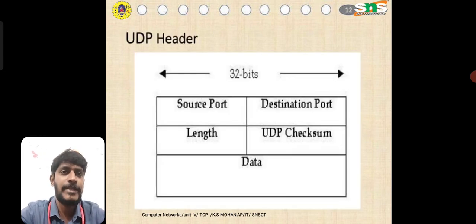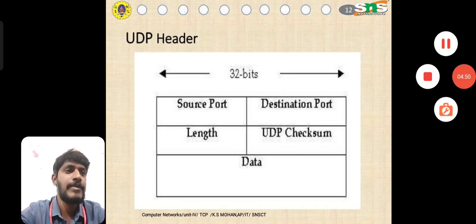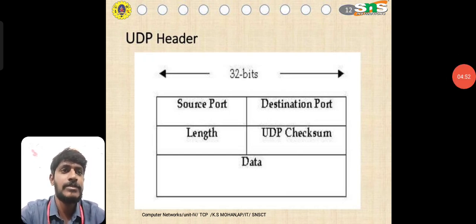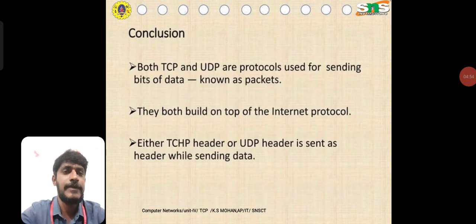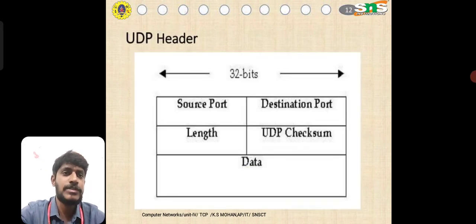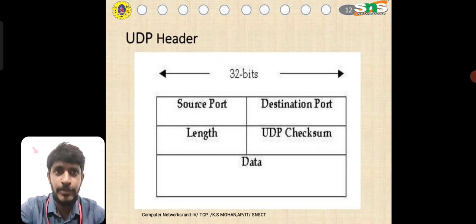Now the UDP header. It has the source port and destination port, length and UDP checksum, followed by the data. So the UDP header has a source port, destination port, length and UDP checksum, and 32 bit wide fields are available in the UDP header.